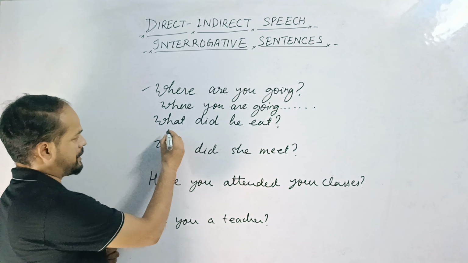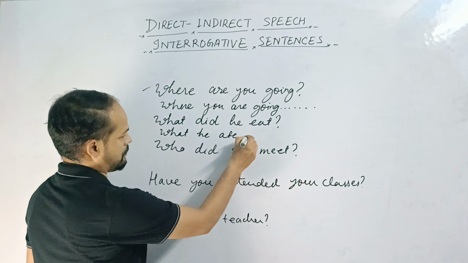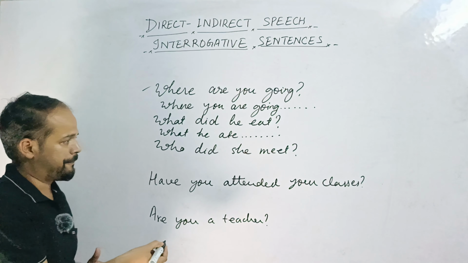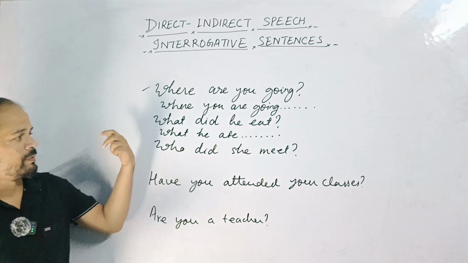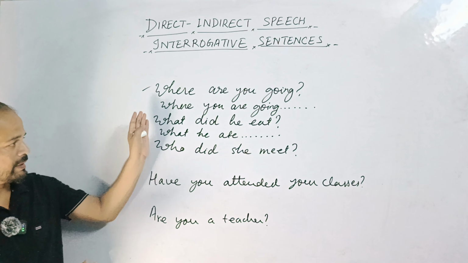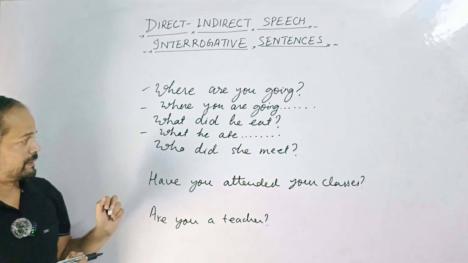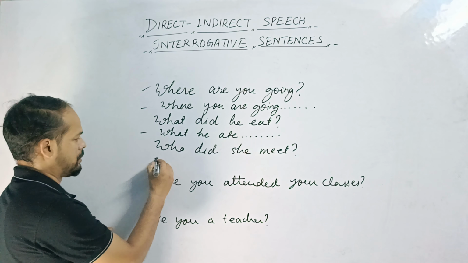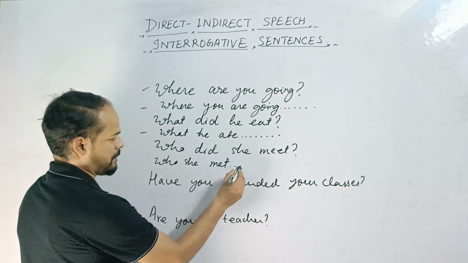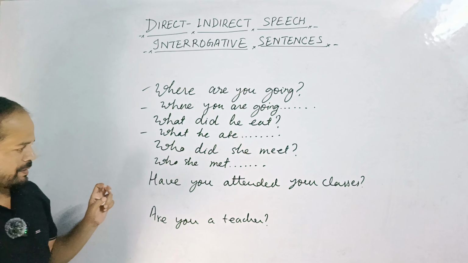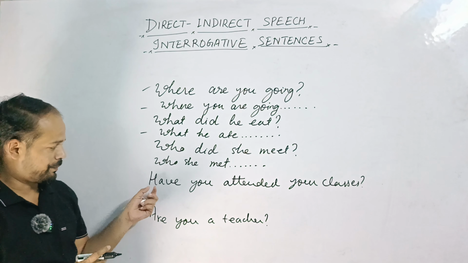What did he eat? What he ate. No question mark will be there, okay. And since I am just showing you how to change interrogative sentences into assertive sentences, and these are not complete sentences, these are just subordinate clauses, okay. Who did she meet? Who she met, okay, dot dot dot. Have you attended your classes? This question is starting with the helping verb.